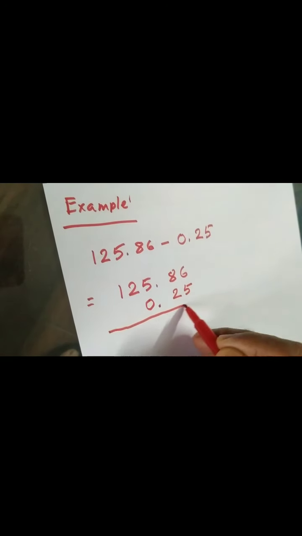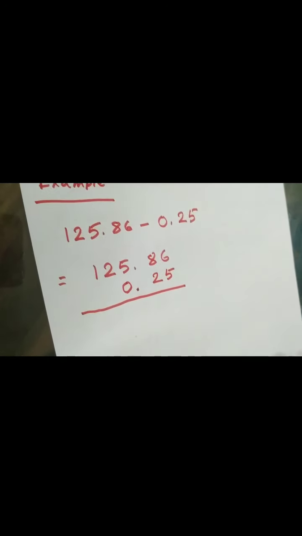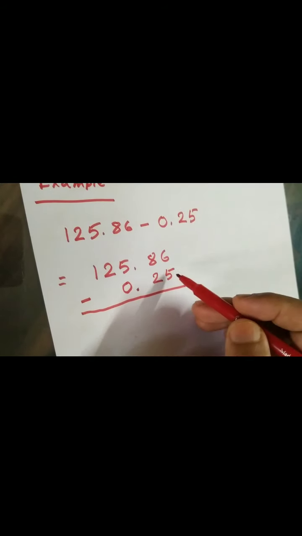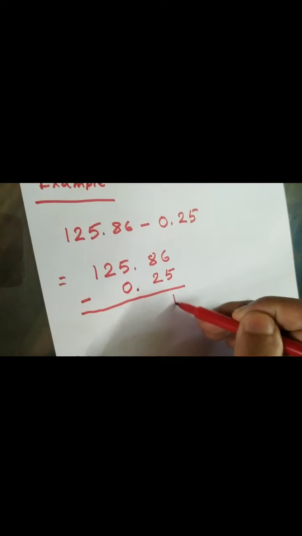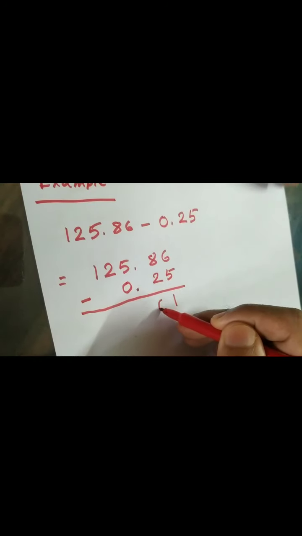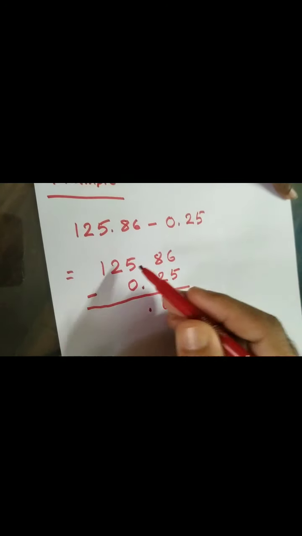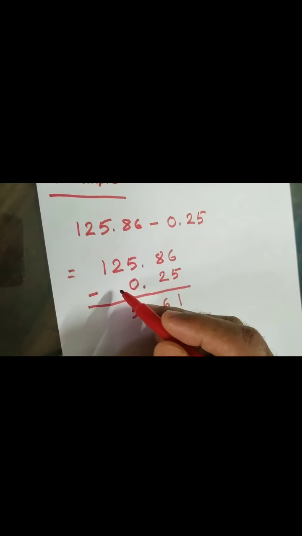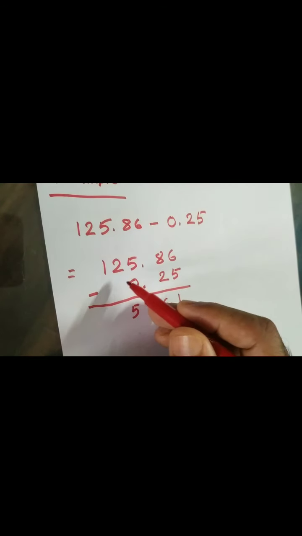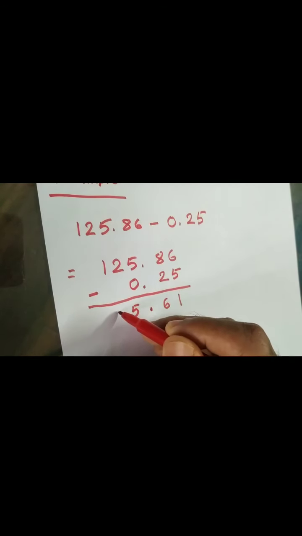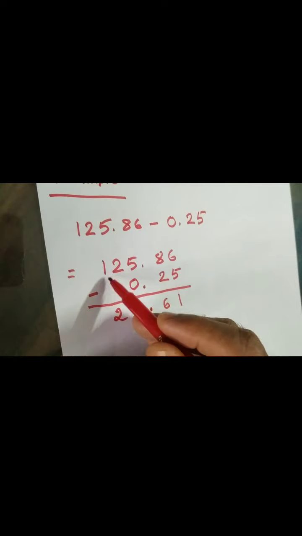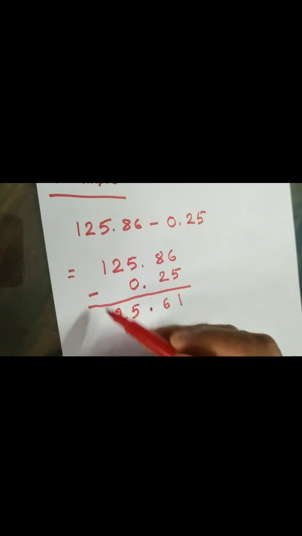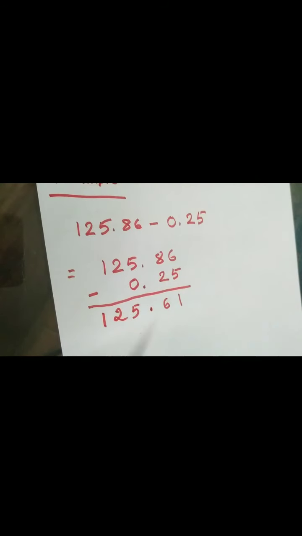After having done this, let me subtract. 6 minus 5 gives me how much? 1. 8 minus 2 gives me how much? 6. 5 minus 0 gives me how much? 5. 2 minus nothing. I can assume that there is a 0 over here. So 2 minus 0 gives me how much? 2. Beneath 1 there is nothing. So how much will I assume? I will assume there is a 0. So 1 minus 0 gives me how much? 1.